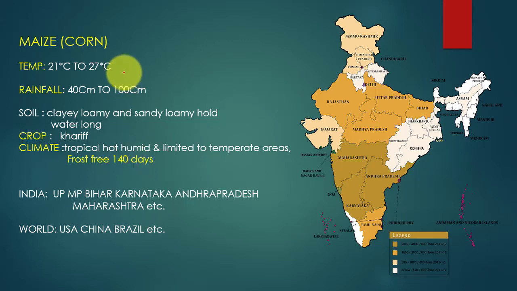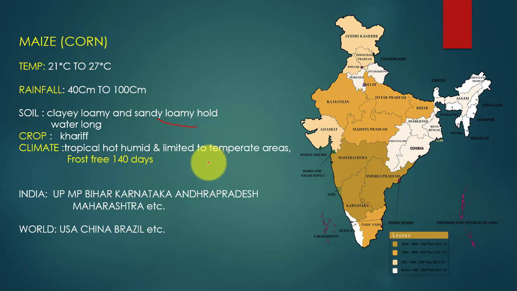Now maize. Maize is an important crop, also known as corn. Temperature needs 21 degrees Celsius to 27 degrees Celsius. Rainfall 40 centimeter to 100 centimeter. Soil it needs clay loamy and sandy loamy, which hold water long. Here, loamy means, as I said in earlier slides, a composition of sand, silt, and clay. It is a kharif crop. It grows in summertime. Climate tropical, hot, humid, and limited to temperate areas.